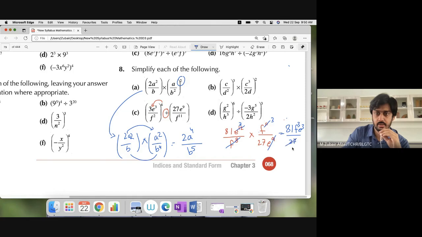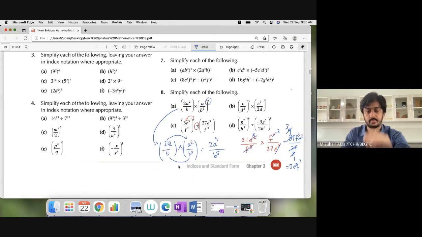Now 9 3 times, 9 times, 3 1 time, 3 3 times. So your final answer is 3 e cube f cube. Is it okay? Is this thing clear? Yes, sir.